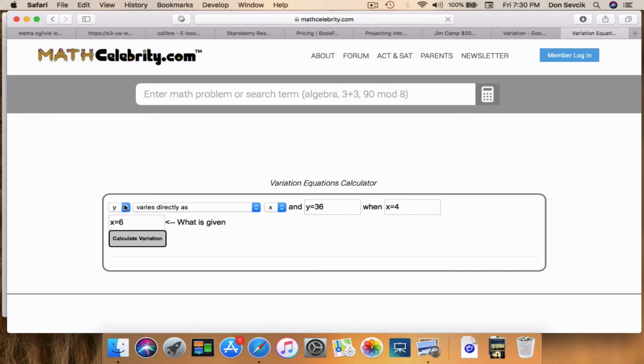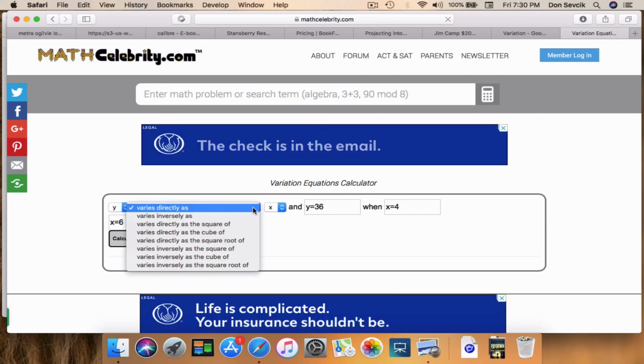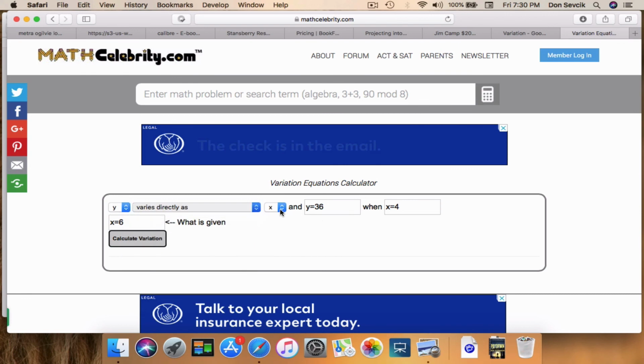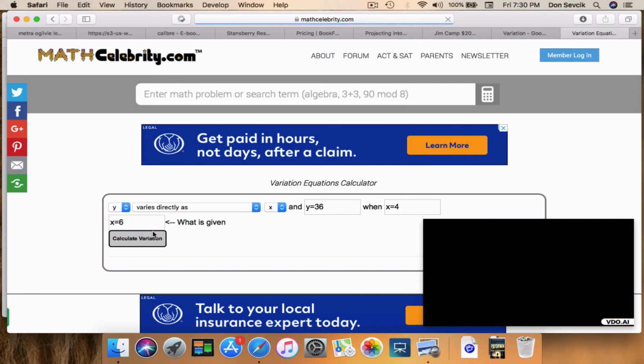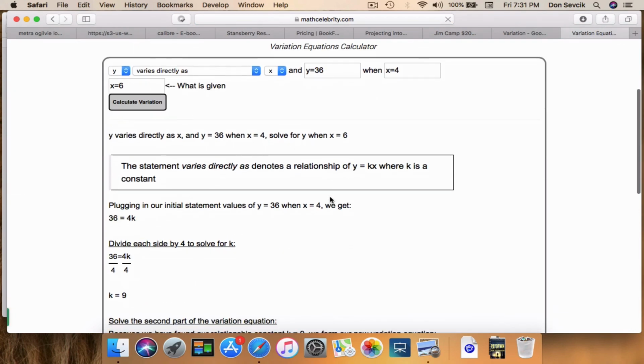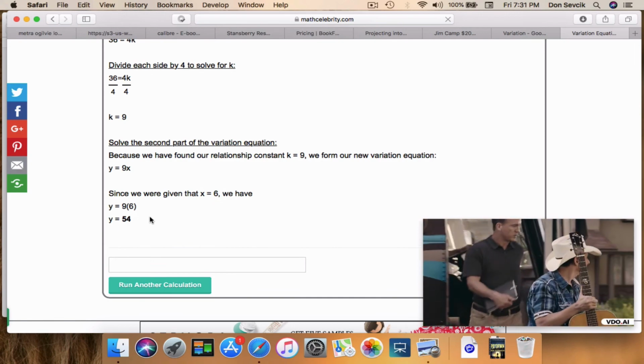And you can toggle here your drop down. So these are your variable 1. You could say what kind of inverse or what kind of relationship is it? Direct, inverse, square of, cube of. You pick your second variable here, pick your first and second condition, and then finally what's given for what's solved. Once you have everything in place, you click calculate variation, and it's going to run your problem and walk you through step by step how to solve the variation equation. And at the end you get your answer.